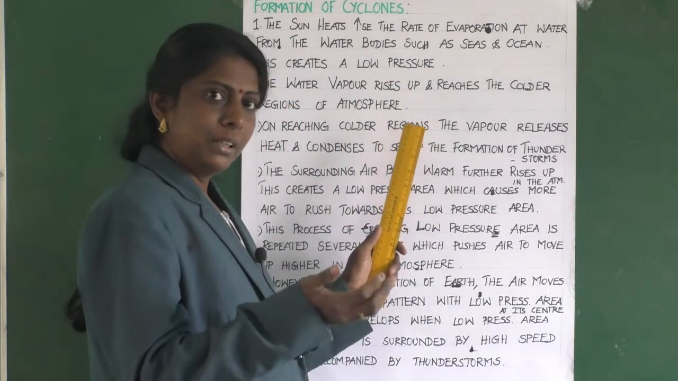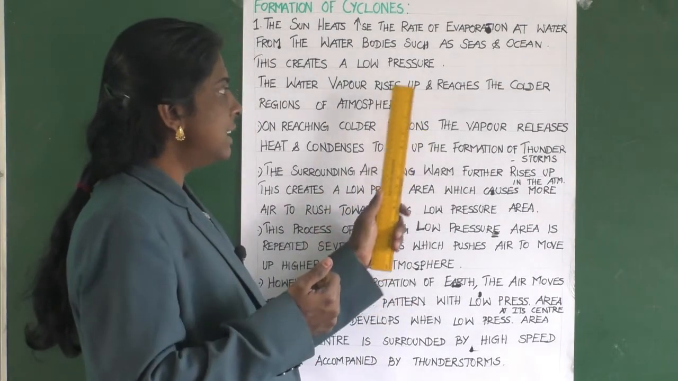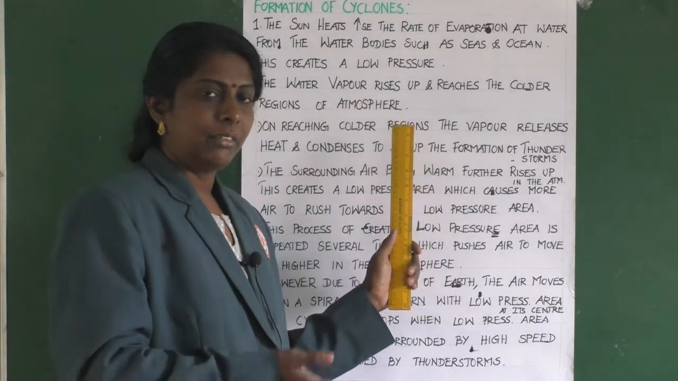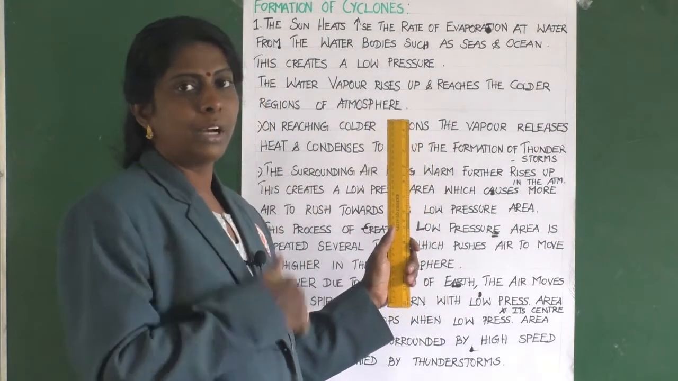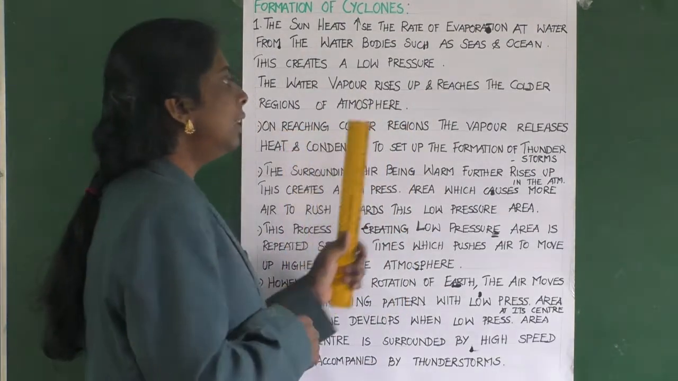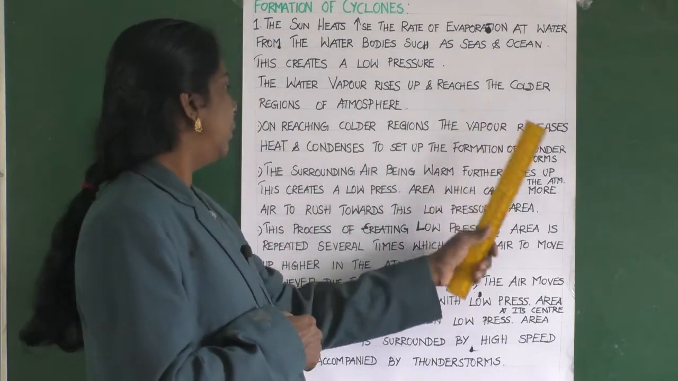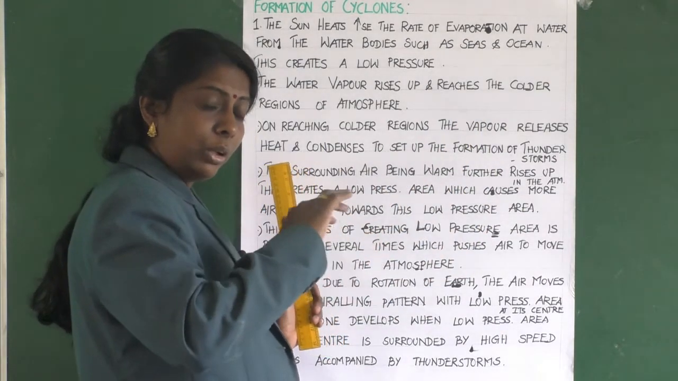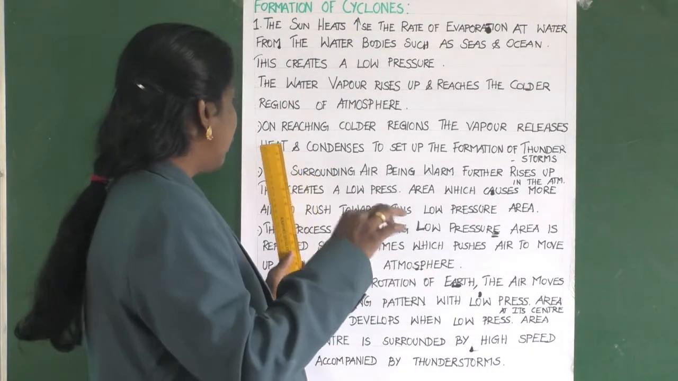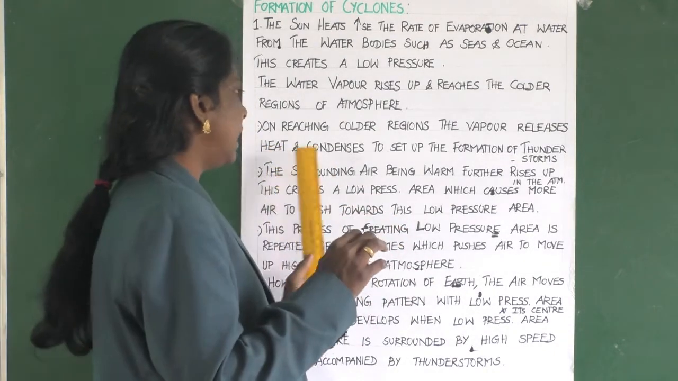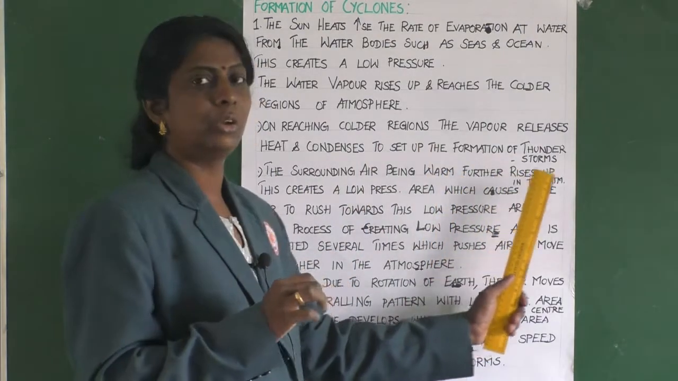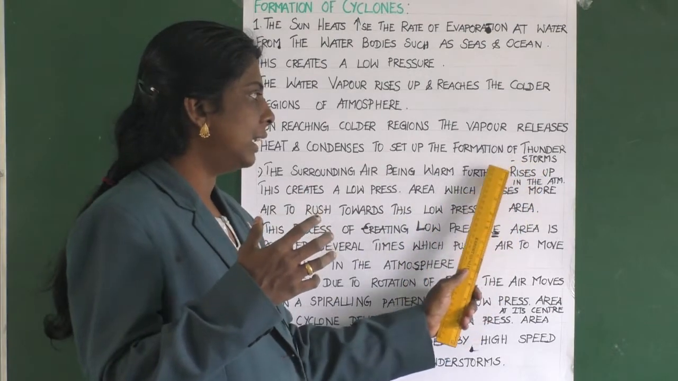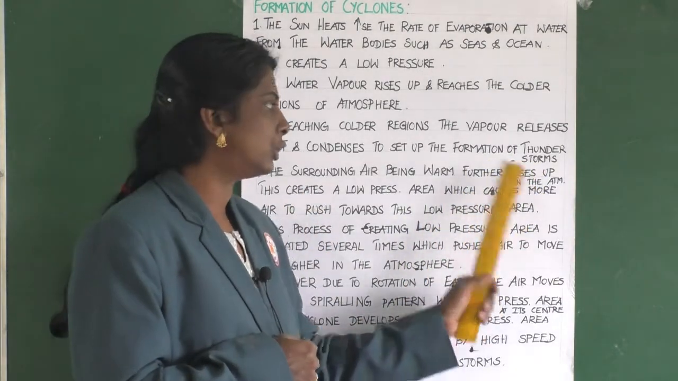The water vapor which is coming out from the water bodies rises up and reaches the colder regions of the atmosphere. Clear? On reaching the colder region, the vapor releases heat. So when it reaches the colder region, the water vapor will release the heat and condenses to set up the formation of thunder. That's what storms are.